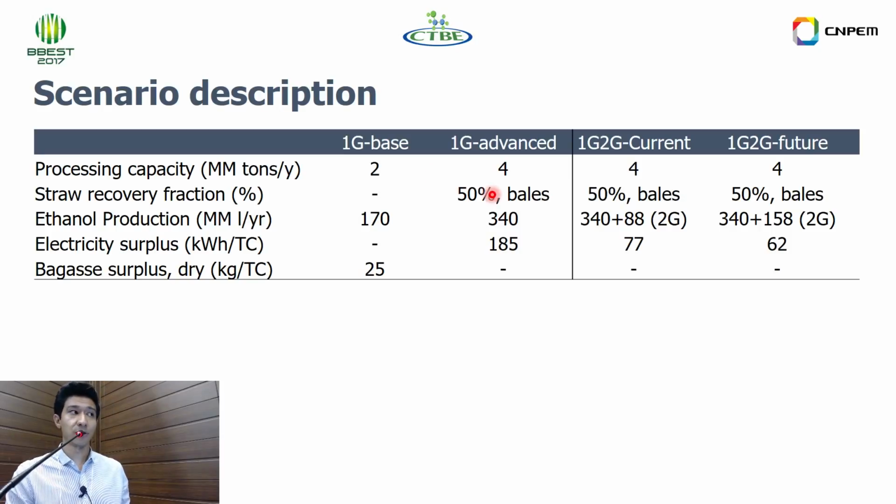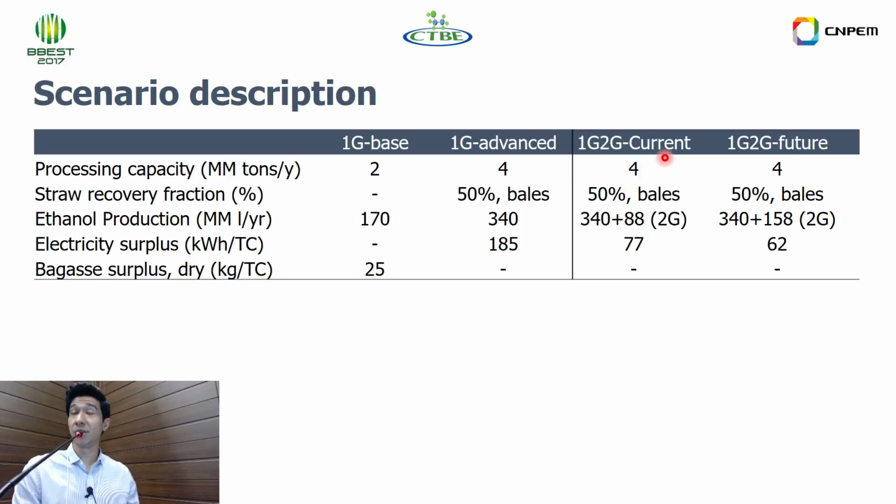Also, we're recovering straw from the field. We fixed a value of 50% using the bale technology. So the ethanol production is twice as much because of the capacity of the plant. Also, we can produce surplus electricity. This value is very high because of the straw removal from the field.